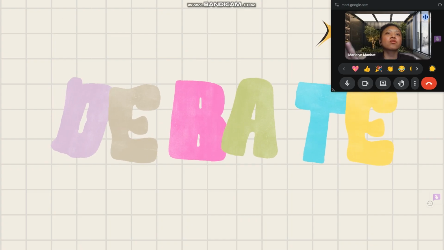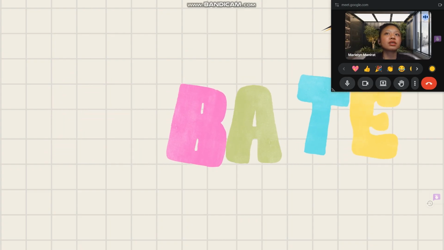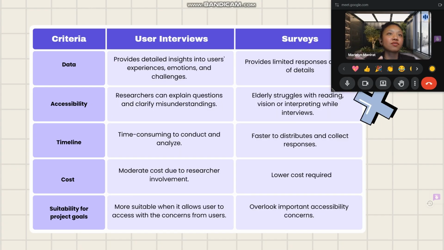For the debate, we selected surveys to debate with user interviews. We go through it one by one, starting with data. The data collected from user interviews can provide more detailed insight into users' experience, emotion, and challenges. However, surveys provide limited responses because they are sometimes conducted online and not face-to-face. That is how data are collected.